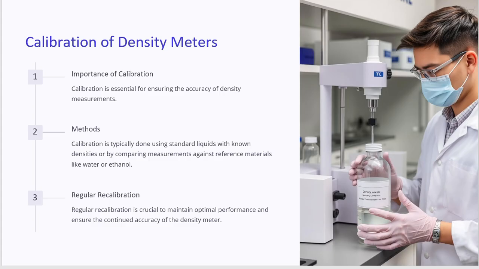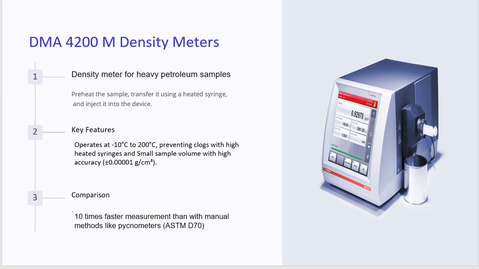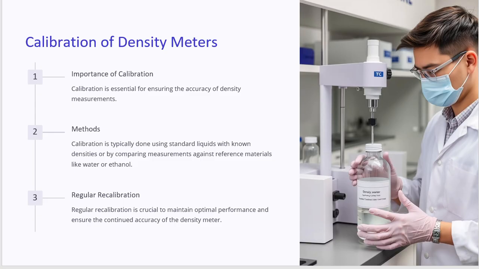Now we're talking about the calibration of density meters. As I mentioned, in the DMA 4200 meter we also use some mathematical equation. Right now I am not able to write that equation, but in it there are some constants. We stress the importance of calibration. We just write three short points, like importance of calibration.